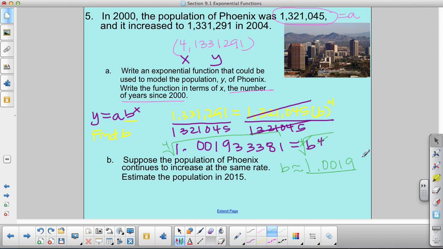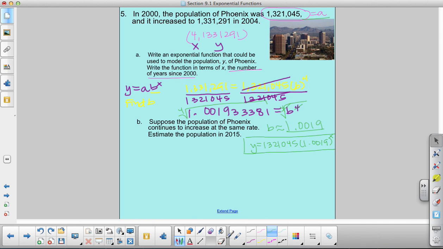It says write the equation. So my equation, here's my B, and I use my A from before to write the equation. So for part A, my equation is 1,321,045 times my B to the X. There's my answer for part A.